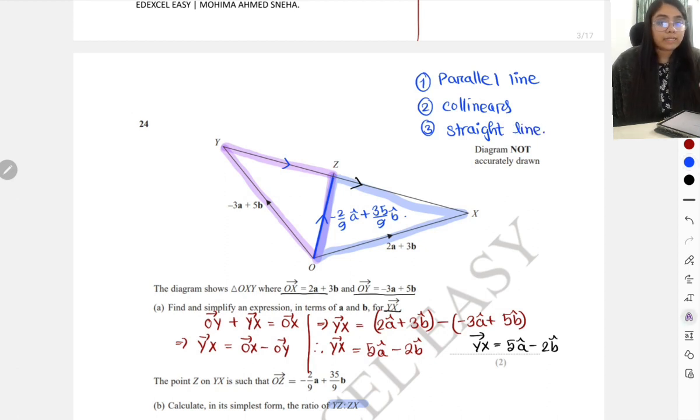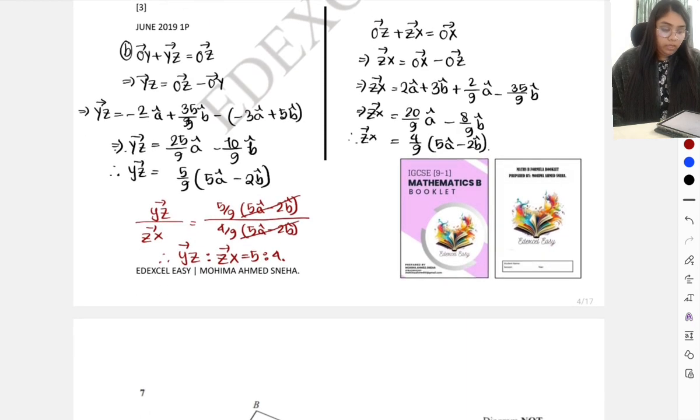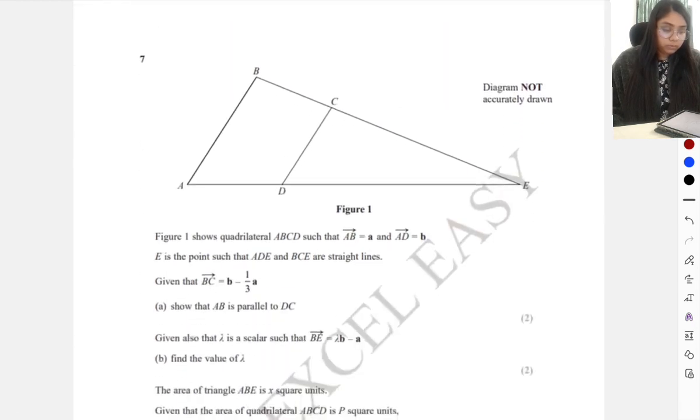Direct wording means they're directly asking about the ratio. But instead of directly asking about the ratio, they can use these 3 different words: if the lines are parallel, if the lines are collinear, if that line is straight or not, right? So these are the different wordings that they can use in order to make you find out the ratios for those points or lines. Okay, so that was it. We will be moving on to the next question, question 7.